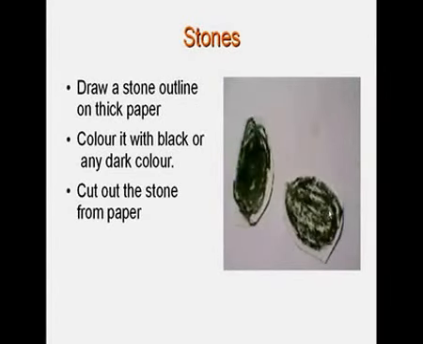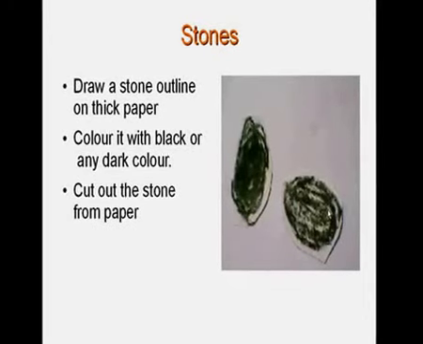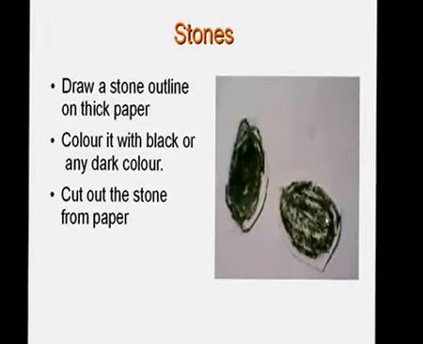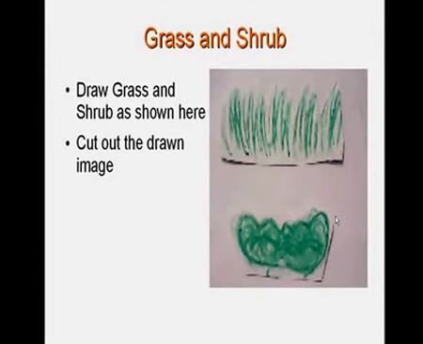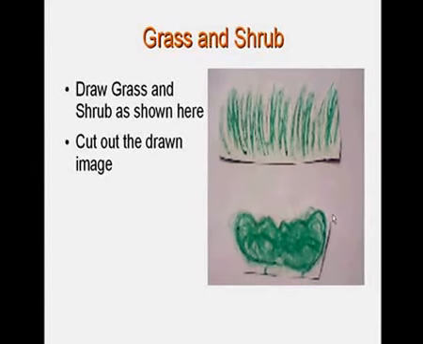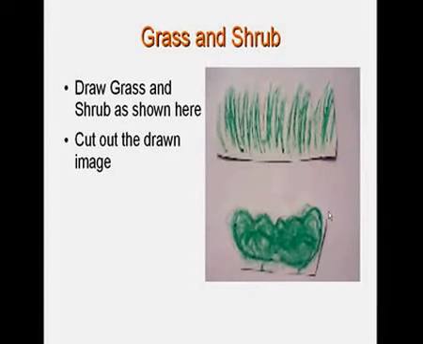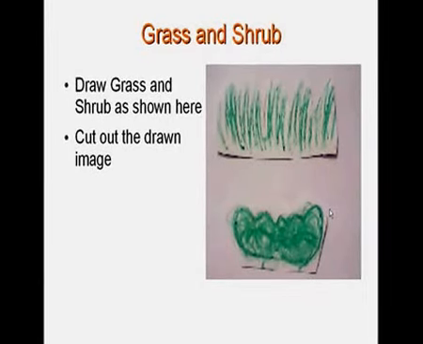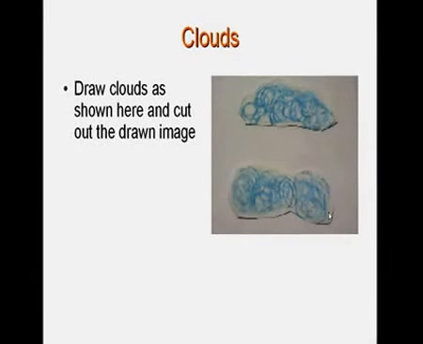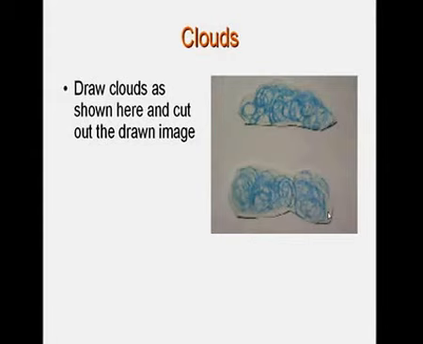Now the stones: you can just draw a stone-like object with a dark color. A black color would be good enough. For making grass and shrub, just make some strokes with green color so that it will resemble grass or herbs in our animation. Next are the clouds. Just scribble some curves with blue color and cut out the object.